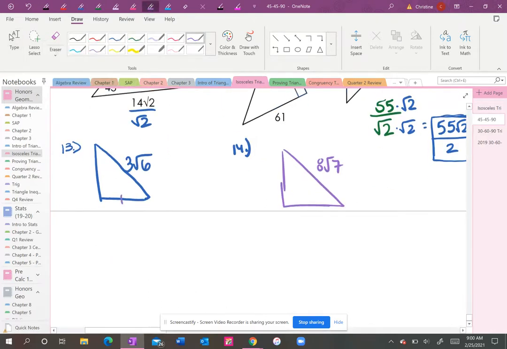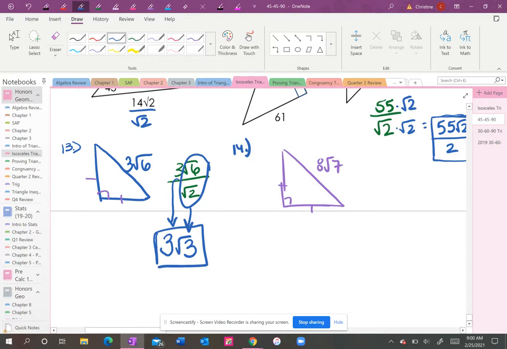All right, so these are 45, 45, 90 triangles. For this hypotenuse, I'm going to divide by root 2. Now, if it's divisible as a whole number, it can be divisible as a radical. So root 6 over root 2 is root 3. And so then 3 root 3 would be each of these legs.